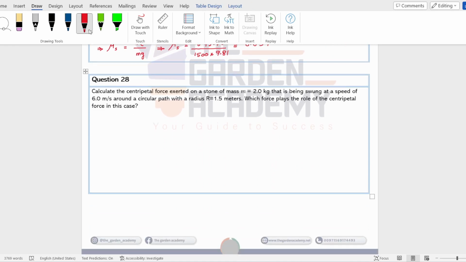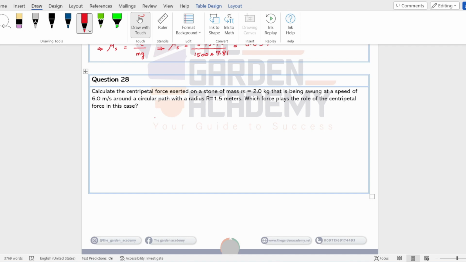In question 28, calculate the centripetal force exerted on a stone of mass m equals 2 kilograms that is being swung at a speed of 6 meters per second around a circular path with the radius of r equals 1.5 meters. Which force plays the role of centripetal force in this case? طبعا this is a question that is similar to the previous one. كتبته بس عشان نميز كيف احنا بنحدد type of the centripetal force in the question.